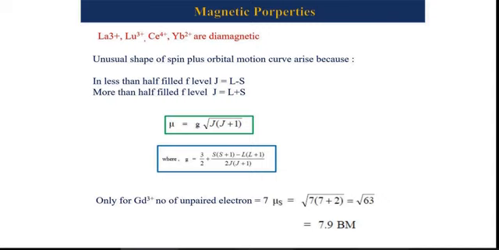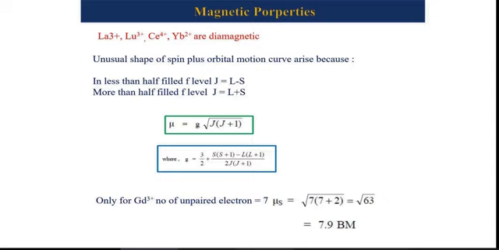Now, these four ions, lanthanum plus 3, lutetium plus 3, cerium plus 4, and ytterbium 2 plus, are diamagnetic. Why? Because if you remember the electronic configurations of cerium plus 4 and ytterbium 2 plus, they show 4f0 and 4f14 configurations. So basically, all the available electrons are paired in nature. That's why they are diamagnetic.